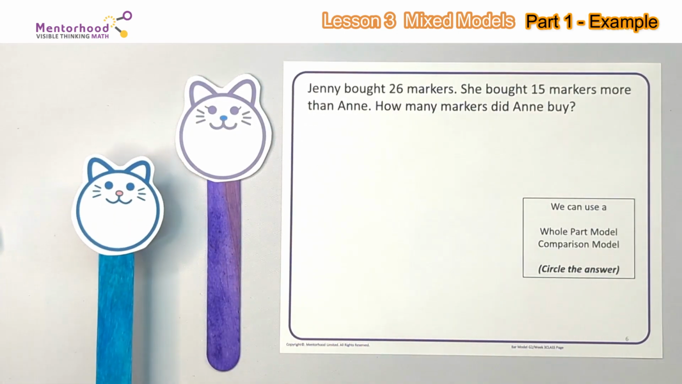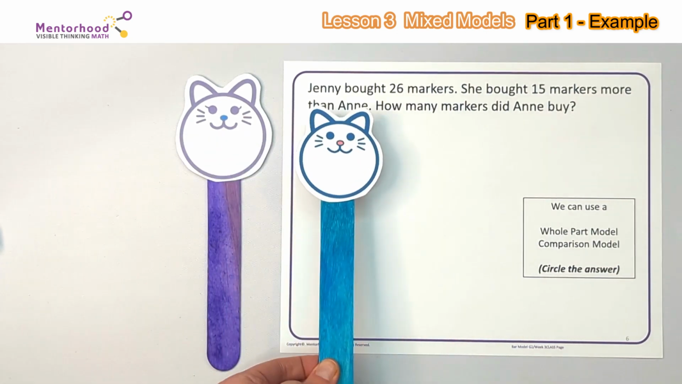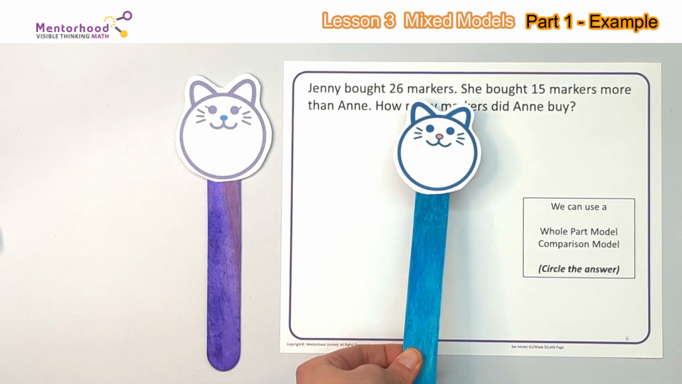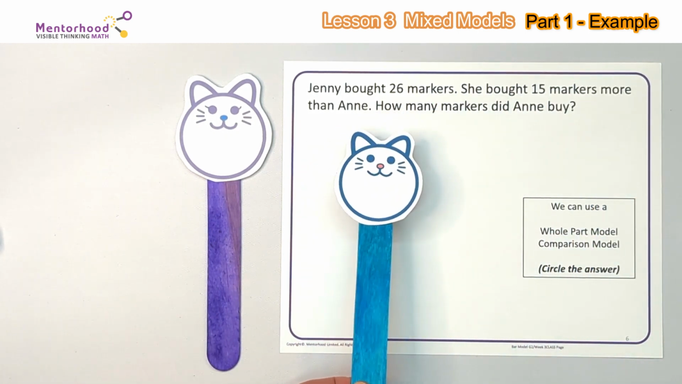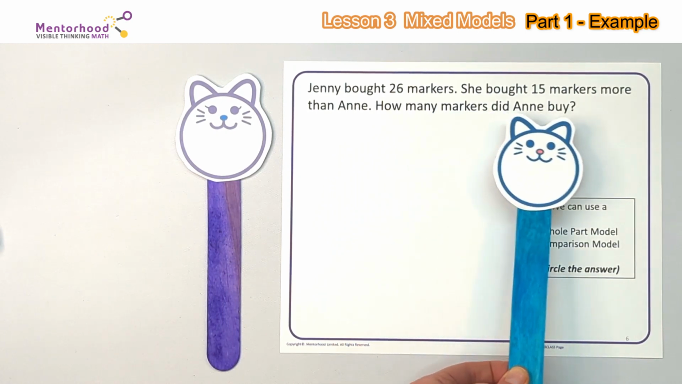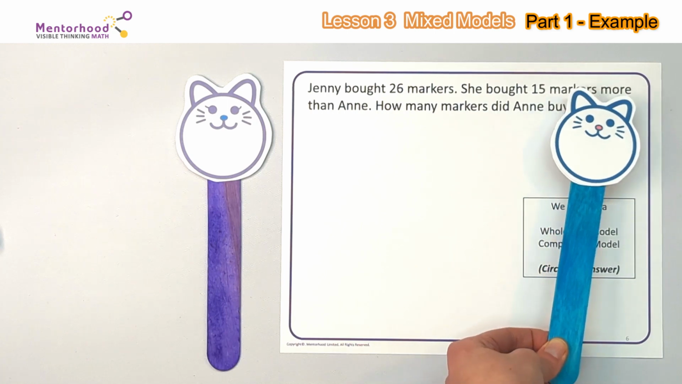Okay, let's see if we can figure out what kind of question this is. Jenny bought 26 markers. She bought 15 markers more than Anne. How many markers did Anne buy? Let's circle our key words. More than. That's gotta be it.